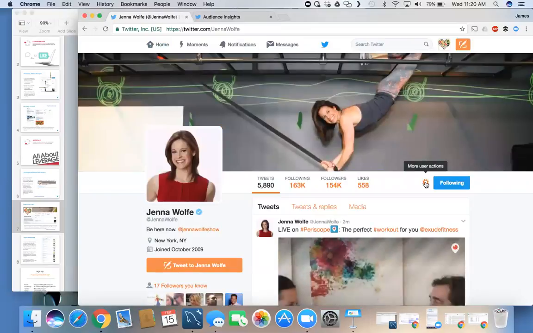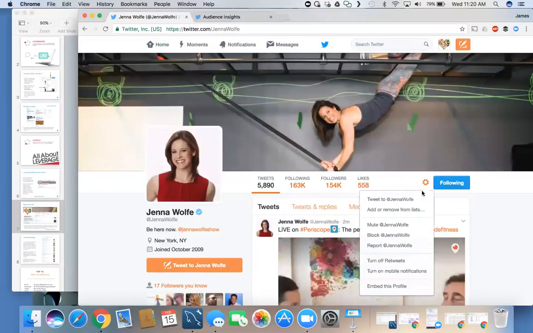And you want to go here and go to your gear wheel and then add or remove from list. So you can put all these different accounts onto a list. Now remember, you don't have to follow them. This particular person I was already following, and that's why she popped up in my home feed, but you don't have to follow somebody to put them in a list. Now this, again, as a consumer of Twitter, will make your life a lot easier.